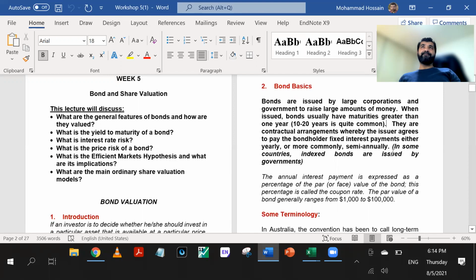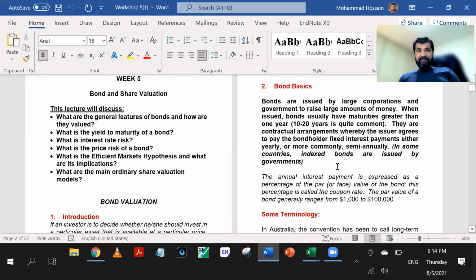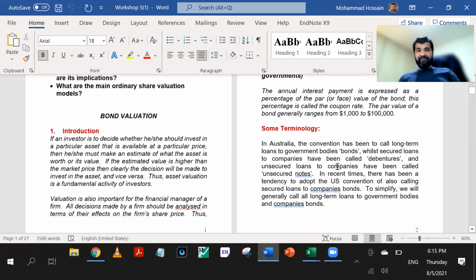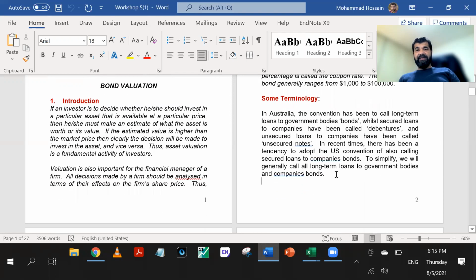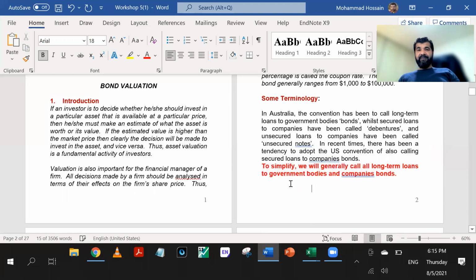Okay. So this is the fact that says here. The next they are okay, and if you go for how much mentions here, I'll show you. Okay, here it is. Very important, this line. In Australia, the conventions has been to call long-term loans.